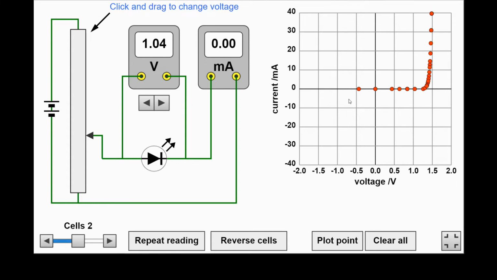So basically what that tells us is that an LED has got to have a very controlled potential difference flowing through it, otherwise we're going to have some issues. Now, if I reverse the cells, and this is interesting, if you notice, flowing through the other way, there is no current, and that is because current can only flow one way through an LED. And that's shown by that graph.